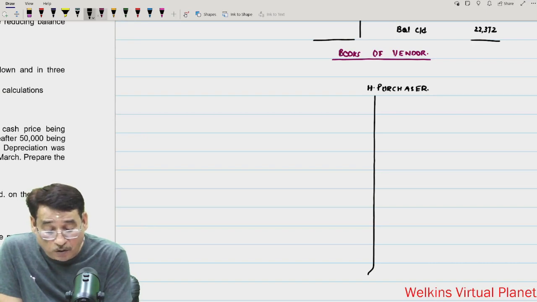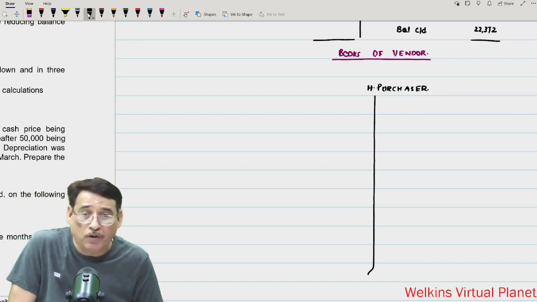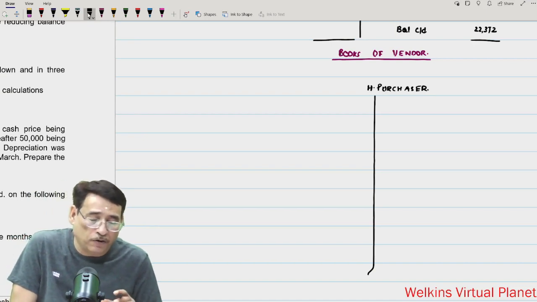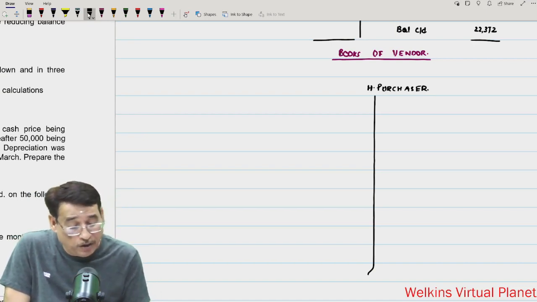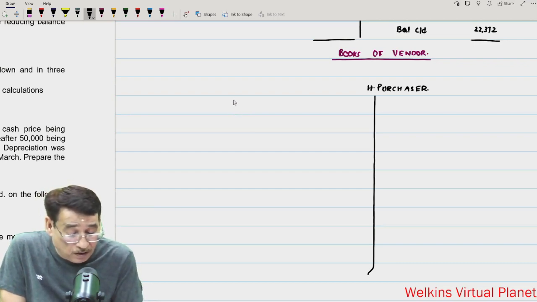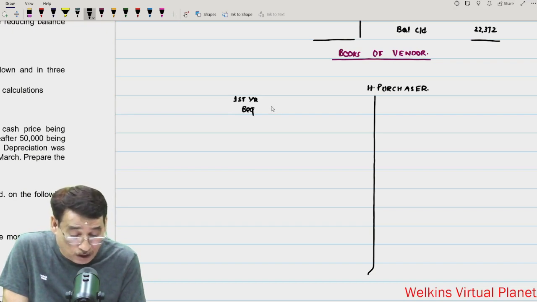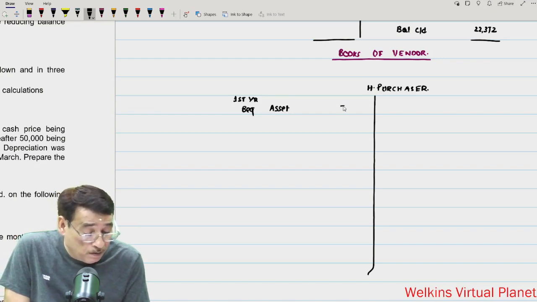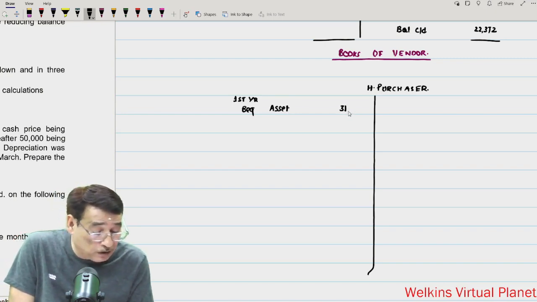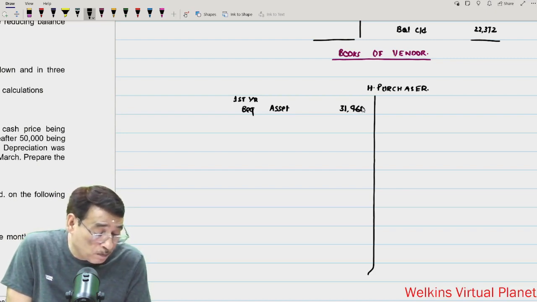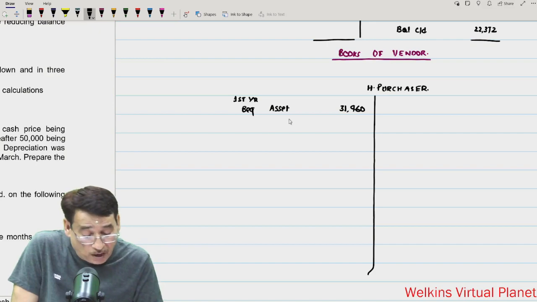Now you presume, as I told you earlier, while doing the accounting in the books of the purchaser, in the books of the vendor, now you are the vendor. You are going to sell the asset. First of all, in the first year, in the beginning, when you are going to sell the asset, your entry will be hire purchaser account debit to asset account. Correct? You have sold the truck having a cash price of 31,960. Correct? So you are going to write this entry.